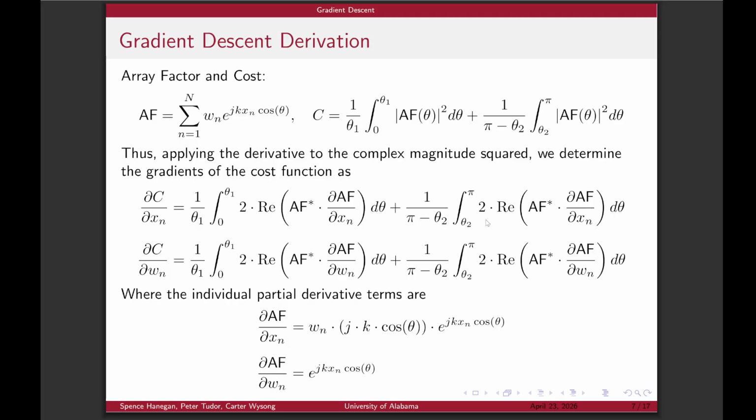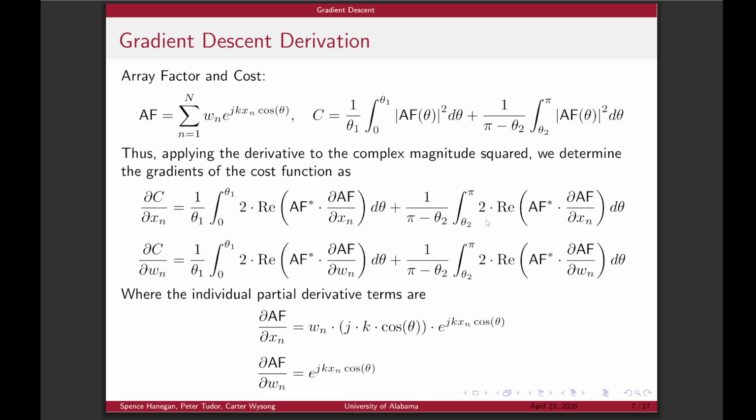The gradient descent derivation goes as follows. There are two main functions: the array factor equation, which is then used to get the cost function that will be used throughout the gradients. The array factor equation is a running sum from 1 to capital N, where N is the number of elements in your array. w_n is the weight of each individual element, and e^(jk x_n cos θ) is the array factor contribution from each element's position and steering vector.